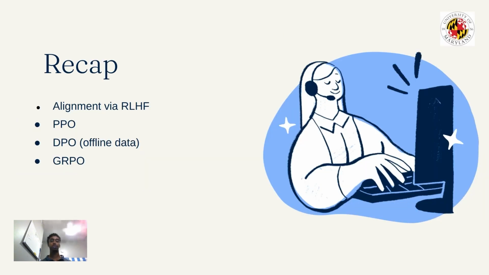Now, to recap everything we learned today, we talked about alignment and how we need to align large language models with human preferences, and we go about this using RLHF. We talked about PPO, which is our actor-critic RL method that uses a reward model to implement RLHF and take care of that alignment we want. We talked about DPO, which is a supervised learning method and an RL-free way to go about alignment. And we also discussed GRPO, which is a value-model-free or critic-free RL strategy that uses group rewards.